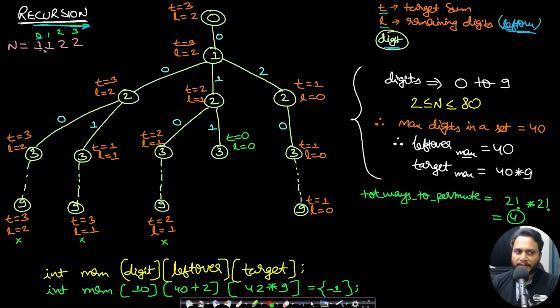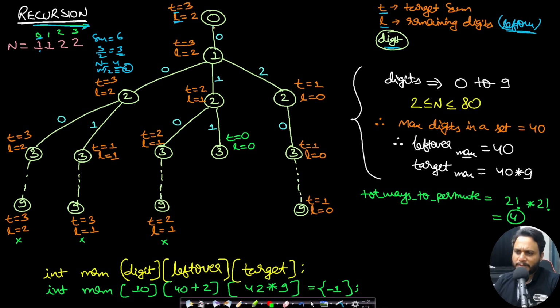So initially I know that the sum of all the digits is 6. So what is s by 2? It is equal to 3, and that is why the target value is 3 and the leftover value is 2, because the number of digits here is equal to 4. So half of the number of digits is 2, so the leftover value will be 2.